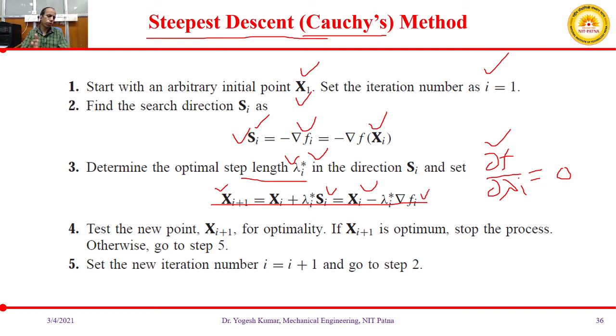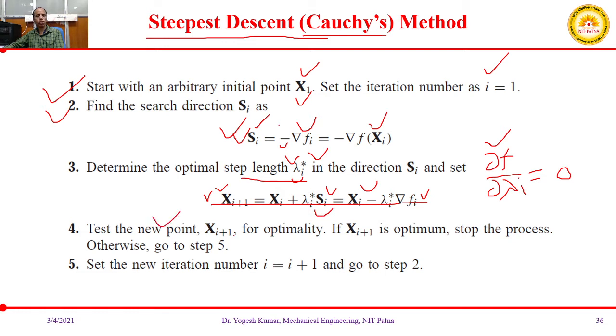This is quite the simplest method, I think, among all the methods which we have discussed. Only these simple steps you need to remember: you will have some arbitrary starting point, and then you decide the search direction, which is based on the gradient, so this is minus gradient of f i. Then you decide the optimum step length lambda, and calculate the next point, which will be xi plus 1 equal to xi plus lambda i si.